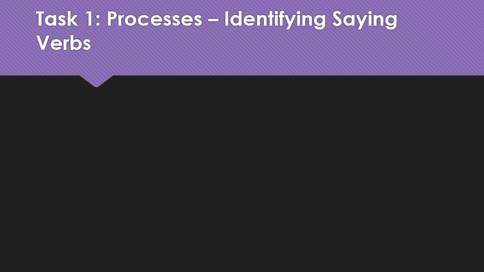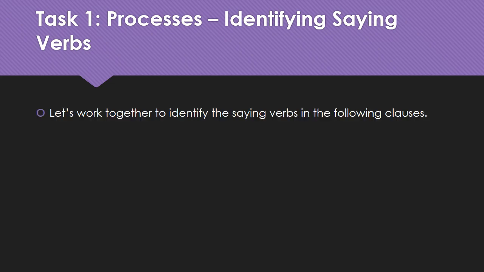We are now moving on to task 1, identifying saying verbs. We are going to work through the first two examples together, and then you are going to identify some saying verbs on your own. Make sure you are filling out your answers on page 15 as we do this together now.